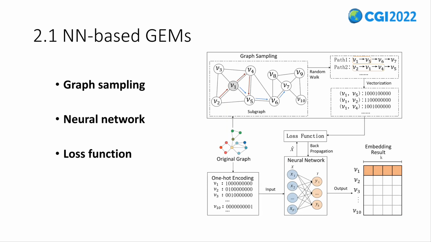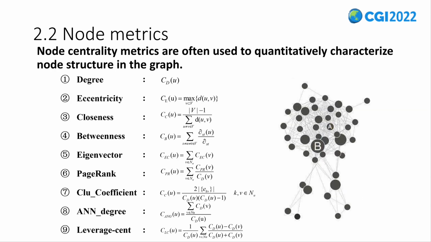It can be seen that the NN-based graph embedding model mainly consists of three parts, such as graph sampling, neural network, and loss function. Node centrality metrics are often used to quantitatively characterize node structure in a graph, so we choose the following 9 node metrics, such as the degree. It is the number of links connected to the node. In a graph, the larger the degree is, the more neighbors the node has. These 9 node metrics can determine the node's relative importance and measure the graph structural features quantitatively.